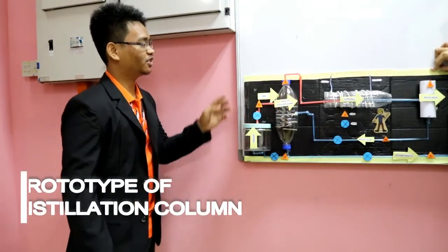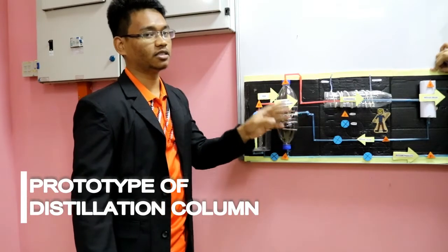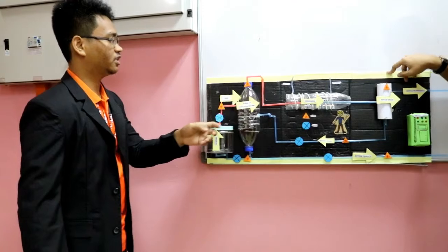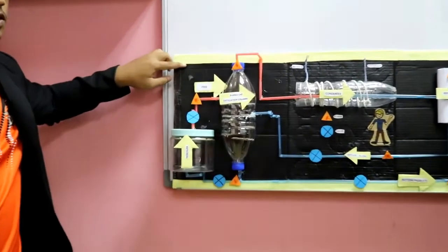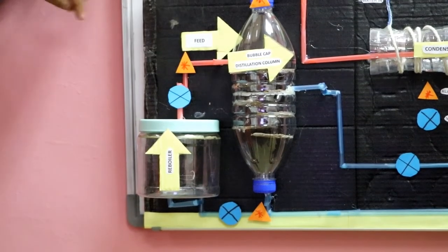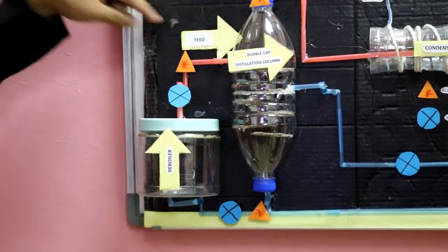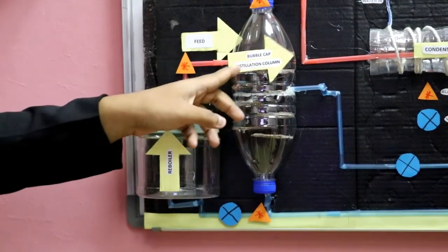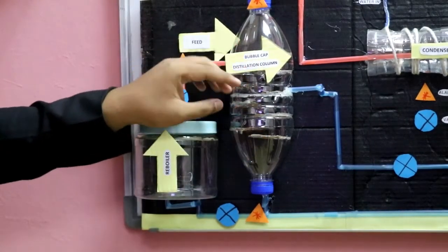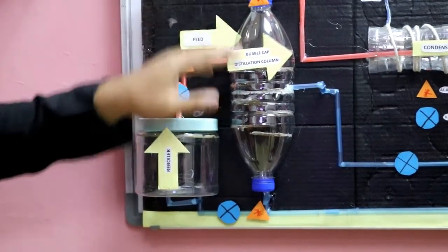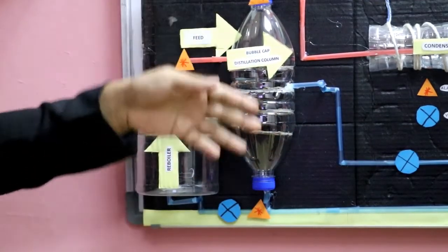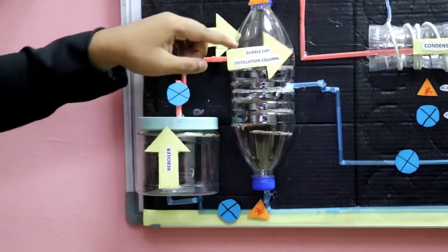Okay, now we jump to the model that we constructed with our teammates. This is an example of the model of a bubble cap distillation column. From here, you can see the feed of the product. We start from here, entering the bubble cap distillation column. After the feed enters the bubble cap distillation column, it will separate into pure and impure products.